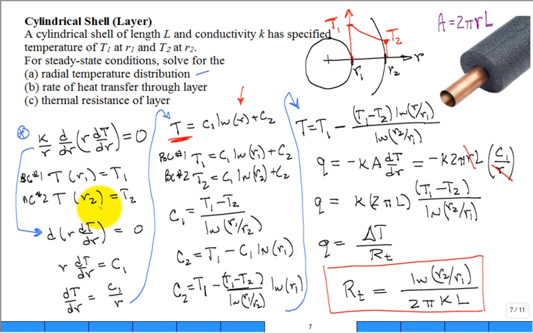Here's another clicker question. In this sketch, as shown, is T1 greater than T2 or T1 less than T2? Answer A, B, or even C, T1 equal to T2, as shown.